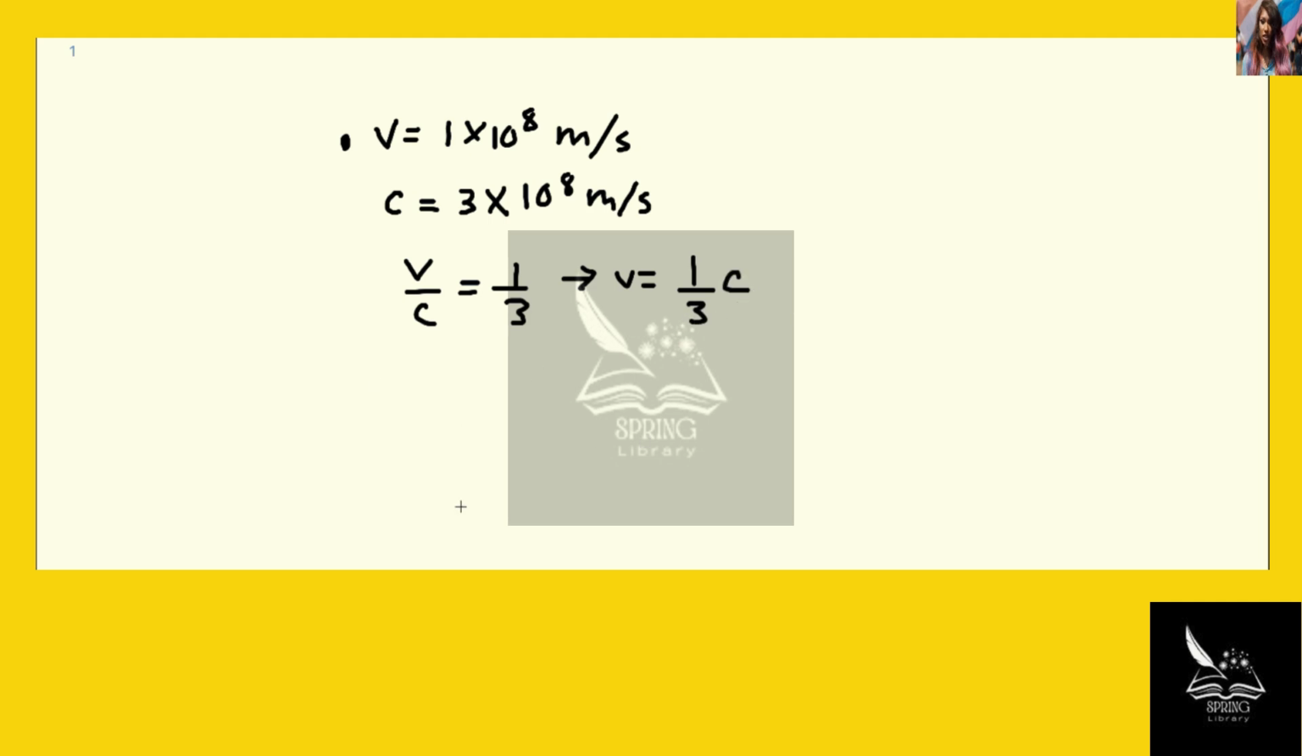Okay? And the question asks, what factor will the kinetic energy be increased by if the speed is increased to v2 equals twice this, 2/3 of c. Okay, let's call this v1.